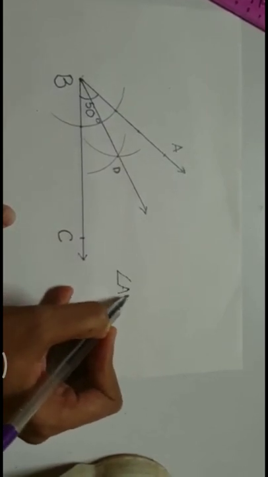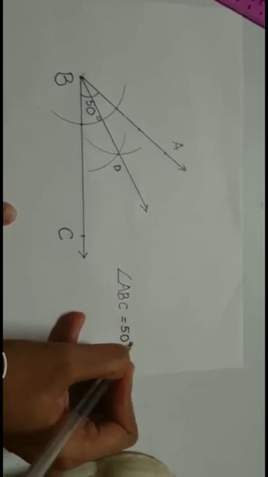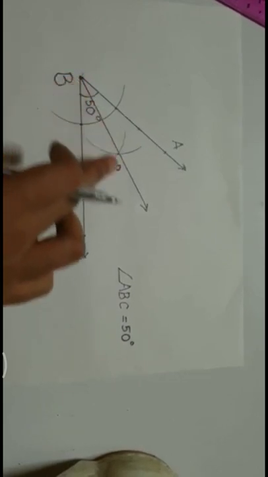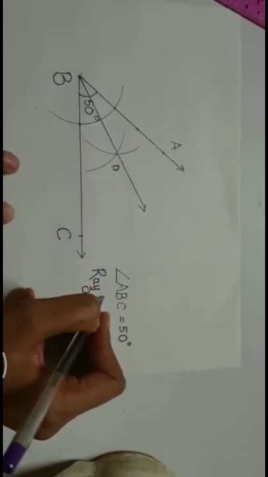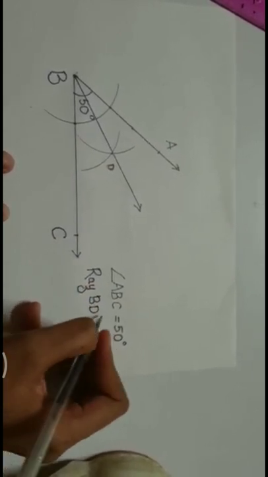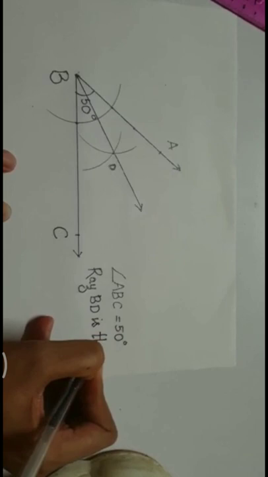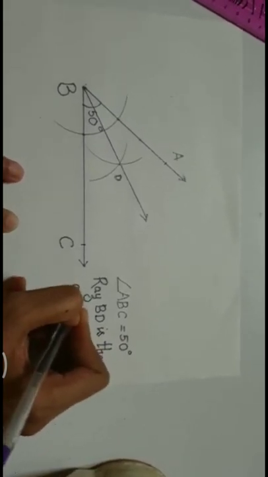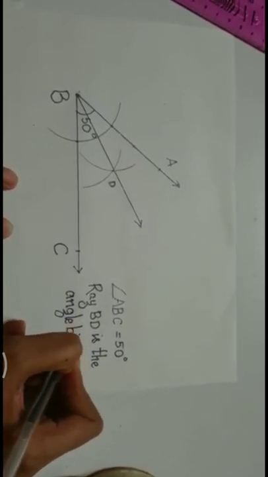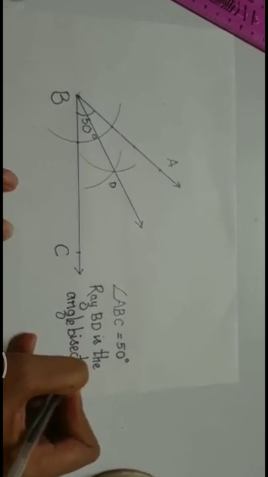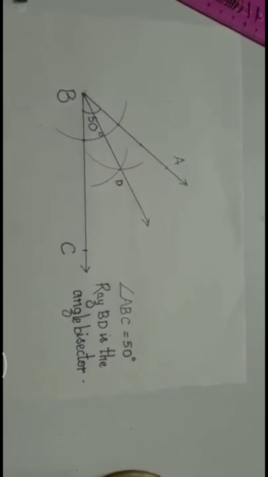So here you can see angle ABC is equal to 50 degrees, and ray BD divides the angle into 2 equal parts. It is dividing angle ABC into 2 equal parts. So we call ray BD as the angle bisector. So ray BD makes the angle bisector. So I hope children, you all are going to draw more angles and bisect them.